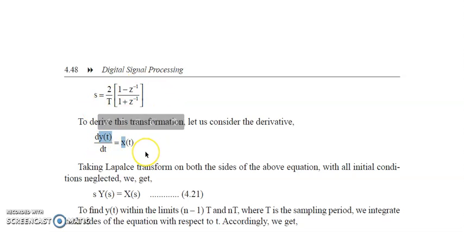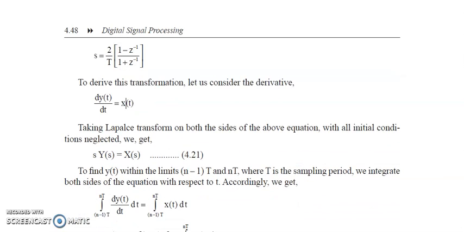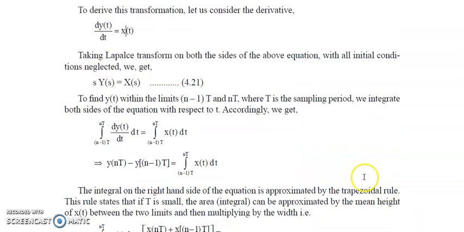You have to take a simple first order differential equation: dy/dt is equal to x(t). Now if you take the Laplace transform on both sides, you will get sY(s) equals X(s). Now if you integrate this equation within the limits (n minus 1)T to nT, the integral of dy/dt equals the integral from (n minus 1)T to nT of x(t) dt. Integrating by putting in the appropriate limits, what you will get is y(nT) minus y((n minus 1)T), which is equal to the integral from (n minus 1)T to nT of x(t) dt. There is a trapezoidal rule over here.